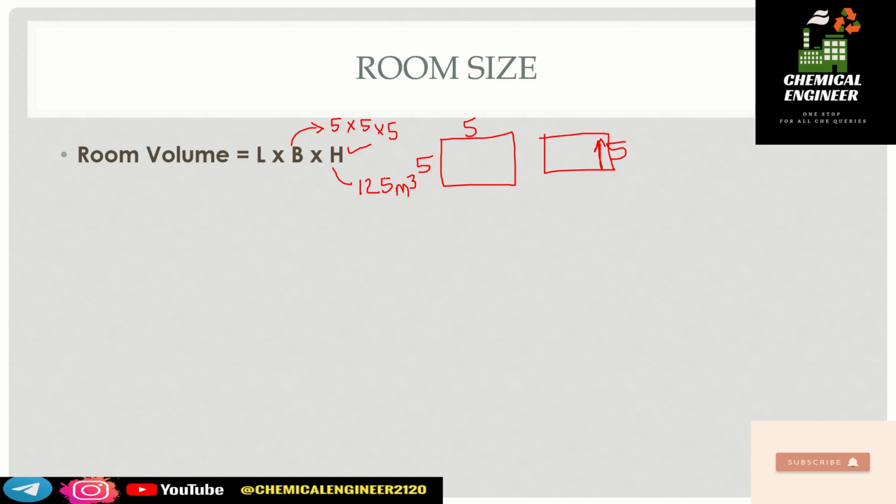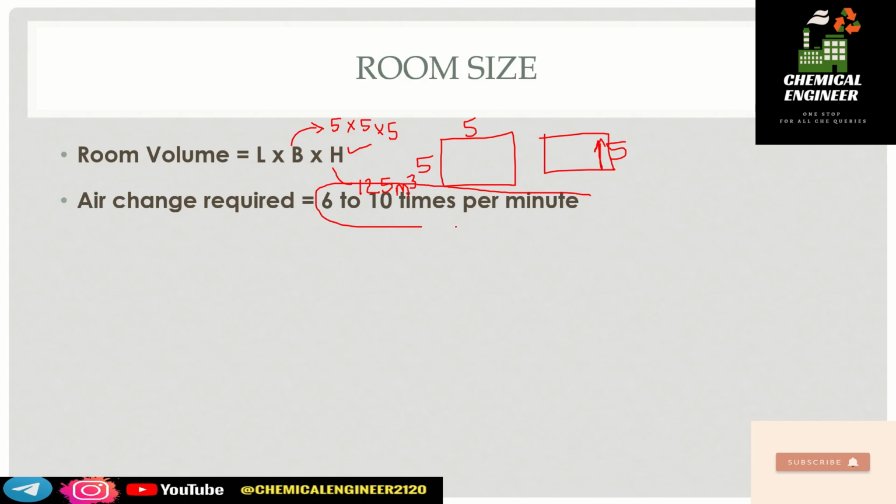Okay, so we will have to calculate the room volume, and in order to have this velocity of 0.5 meter per second, this is the thumb rule: you have to change the room air a minimum of 6 times or a maximum of 10 times. We will take the maximum value for designing of a fan. So 10 times you have to change the volume of air inside the room per minute. Okay, this is important, per minute.